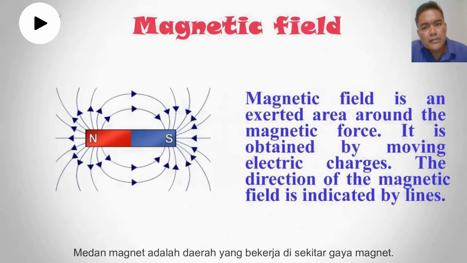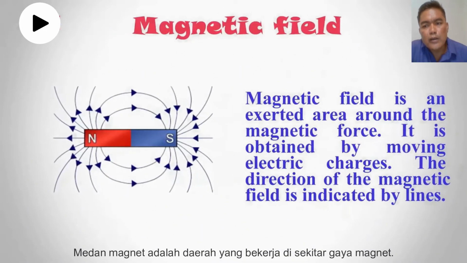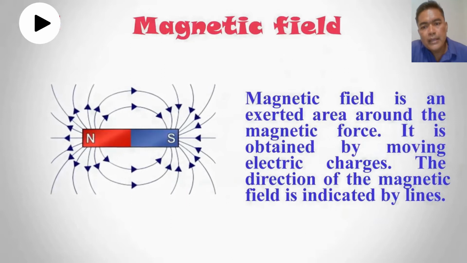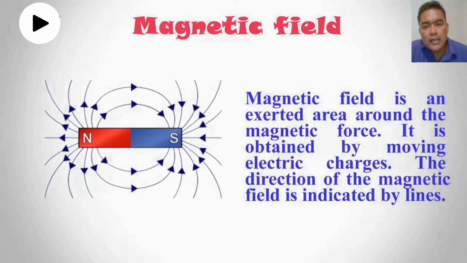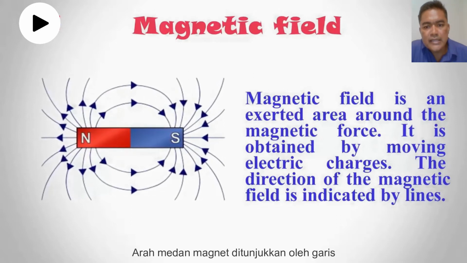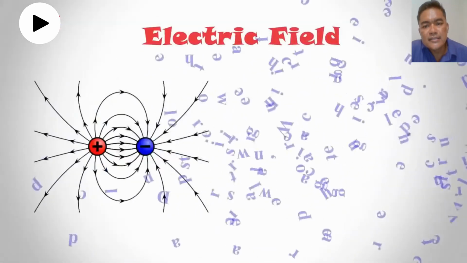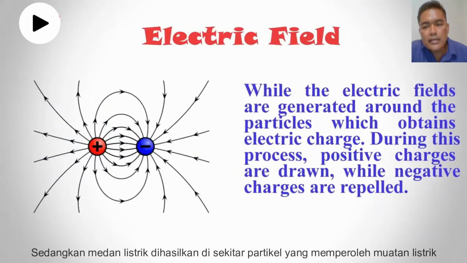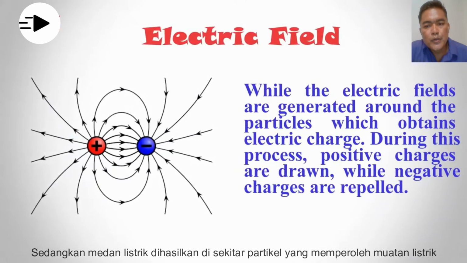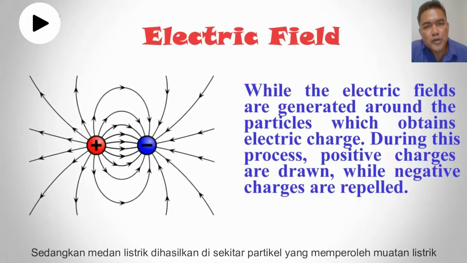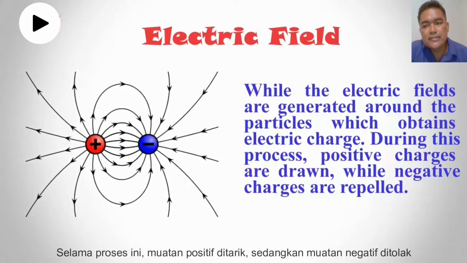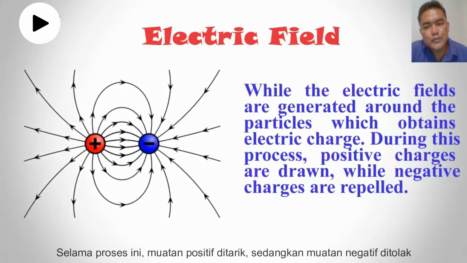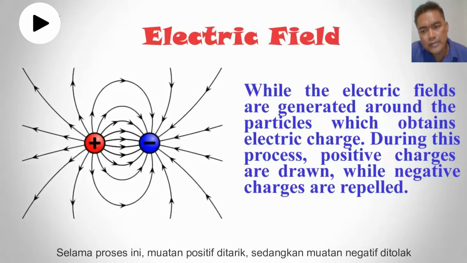A magnetic field is an exerted area around the magnetic force. It is obtained by moving electrical charges, and the direction of the magnetic field is indicated by lines. While electrical fields are generated around particles which carry electrical charges, during this process positive charges are drawn while the negative charges are repelled.